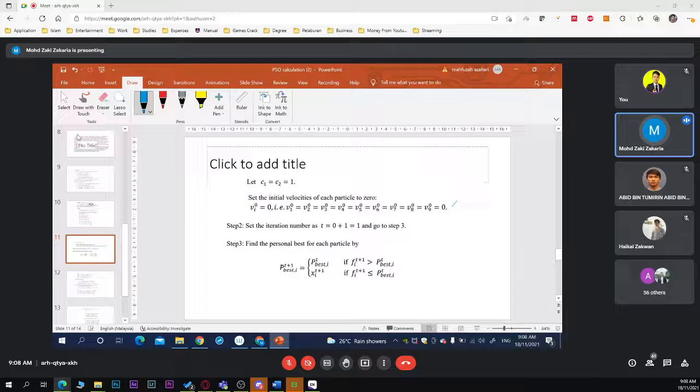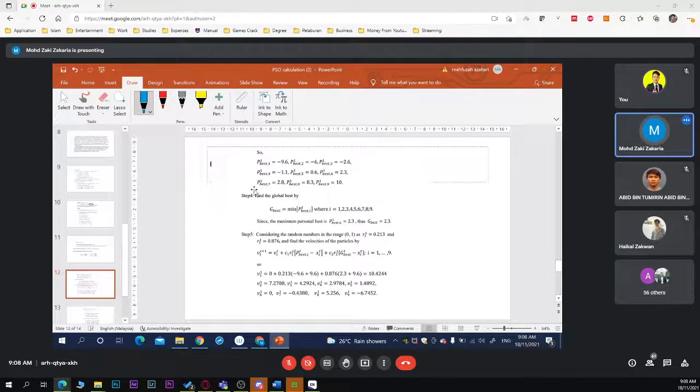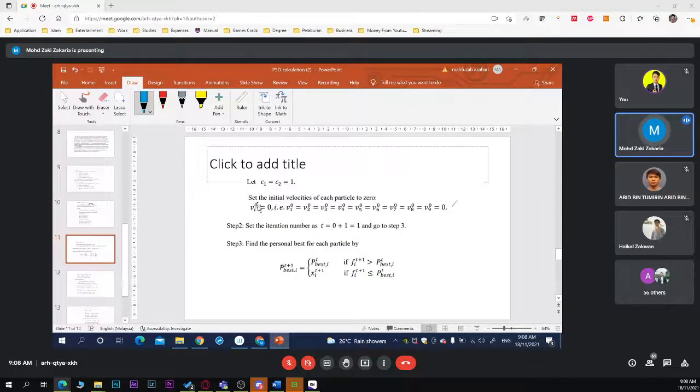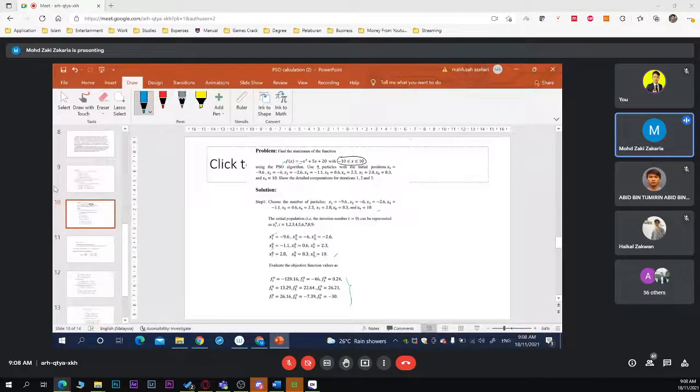Okay, so we need to find step number 3, find the personal best for each particle. How to calculate the personal best? Personal best we can calculate by using our value here. The best, the maximum, which one is the maximum value? F6, right? This is the best. F6.